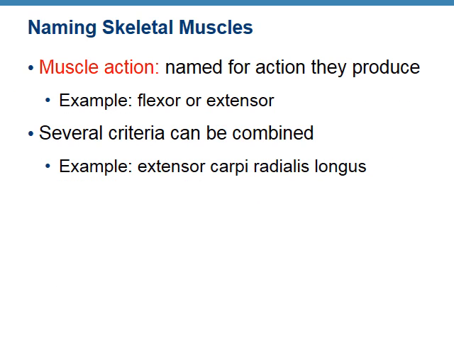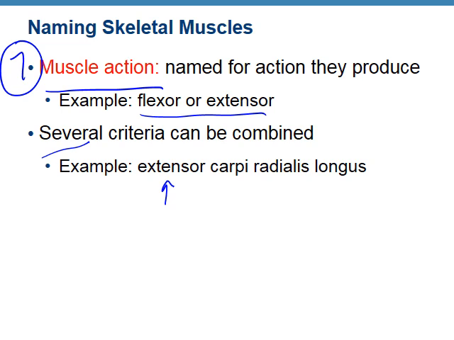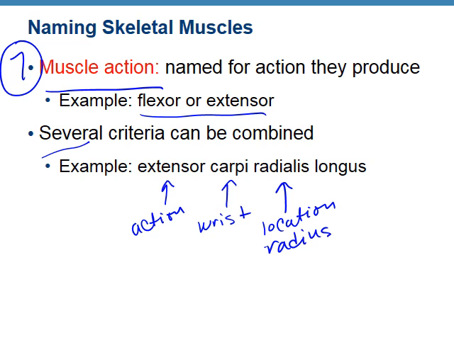I lied, we had one more, muscle action. I forgot that sometimes we name them after the action produced by the muscle, either flexor or extensor. And then sometimes you can combine all of these. So extensor is telling you the action. Carpi is telling you wrist. Radialis is telling you also the location, right? It is telling you radius. And longus is telling you that it's a long muscle.